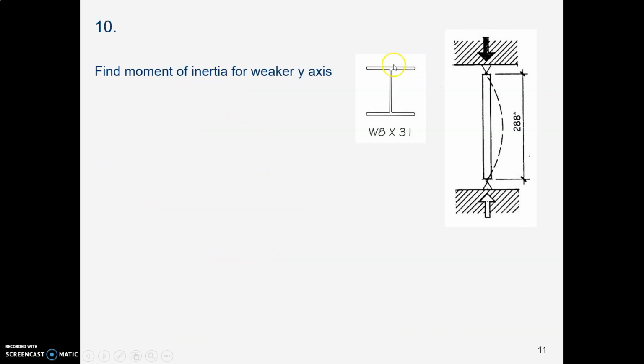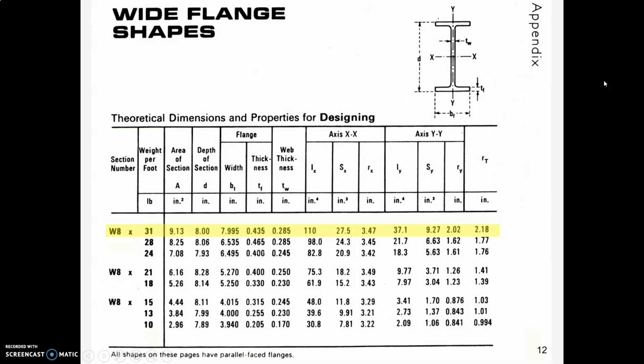And again, we're thinking about what is the weakest direction, the most likely to fail, so that would be the y-axis. And here is an enlarged version of the part of our handout again that deals with 8 by 31 wide flange. And we are thinking about the weak axis, so the y-axis. And let's find the moment of inertia around the y-axis for this beam. And there it is. Our moment of inertia in that direction is 37.1.